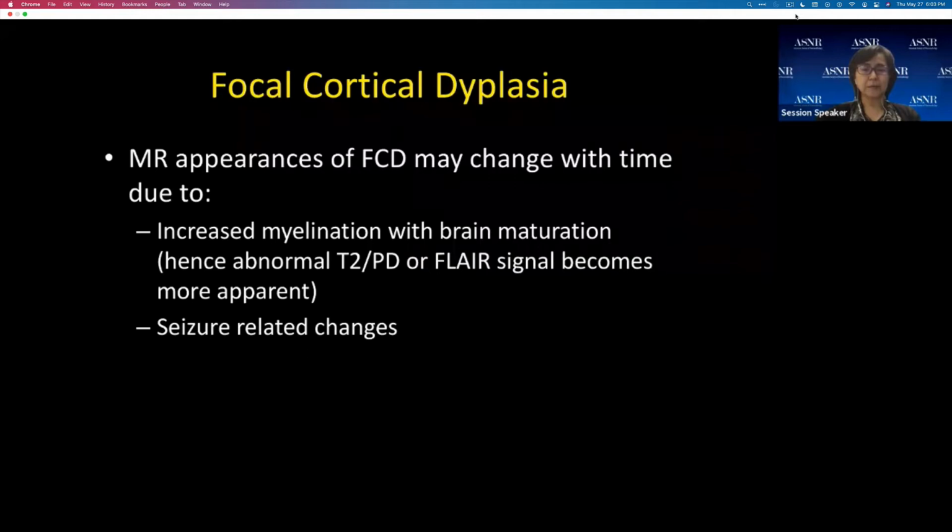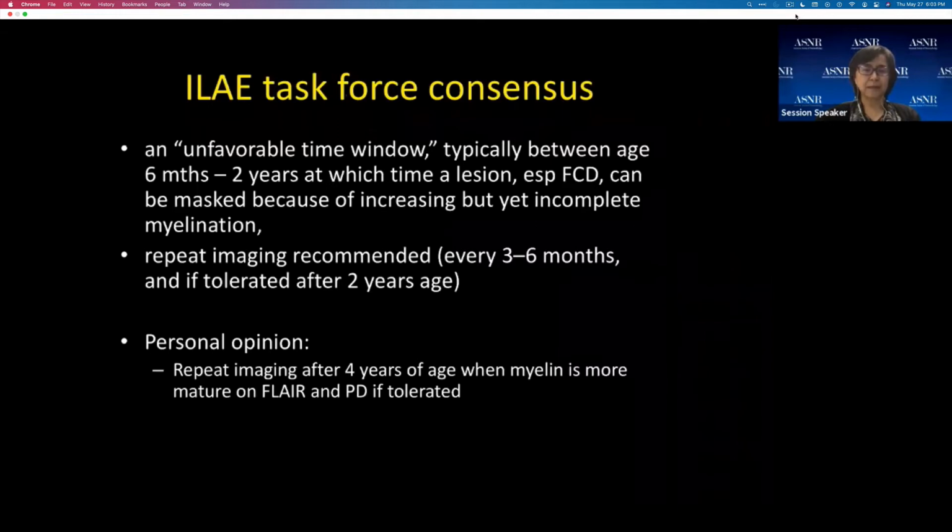Please note that the MRI appearance of focal cortical dysplasia may change with time due to increased myelination with brain maturation or due to seizure-related changes. The ILAE has indicated that there is an unfavorable time window, typically between the age of 6 months to 2 years, at which time a lesion such as focal cortical dysplasia can be masked because of increasing but yet incomplete myelination. They have recommended repeat imaging every 3 to 6 months and if tolerated after the age of 2 years.